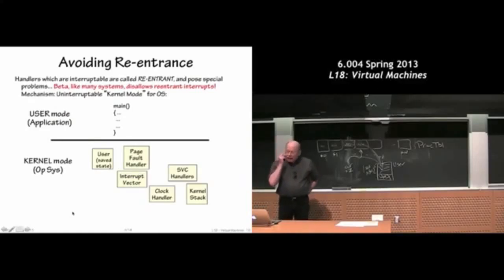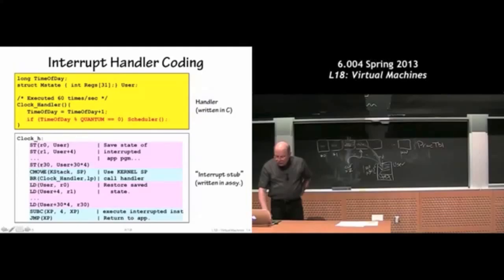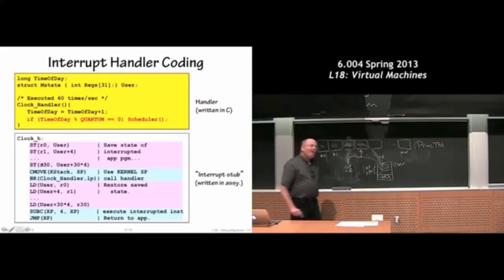So there's a couple details. You could say to yourself, if I'm running this code here, which is busy saving the registers because I got an interrupt, what would happen if I got another interrupt? Well, I was in the middle of the kernel, and I hadn't saved all the registers yet. Oops. Okay, so there's this notion of re-entrance.